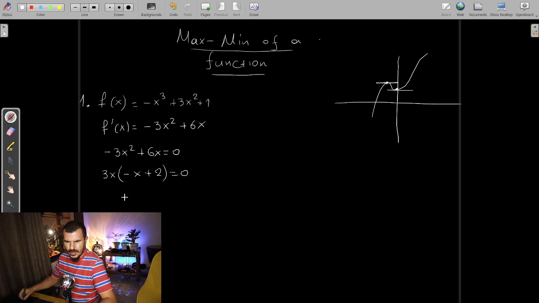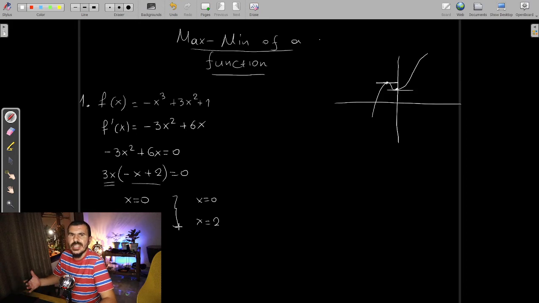So from here, what do we have? That x is 0, or this one must be 0, which means that x is 0 or x is 2. So at these points I must have where the maximum or minimum is.